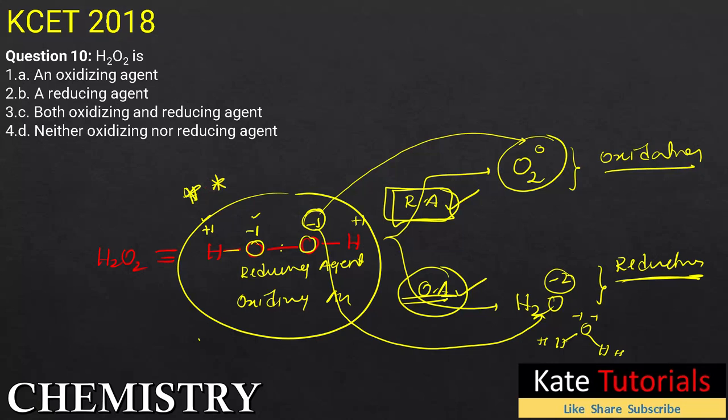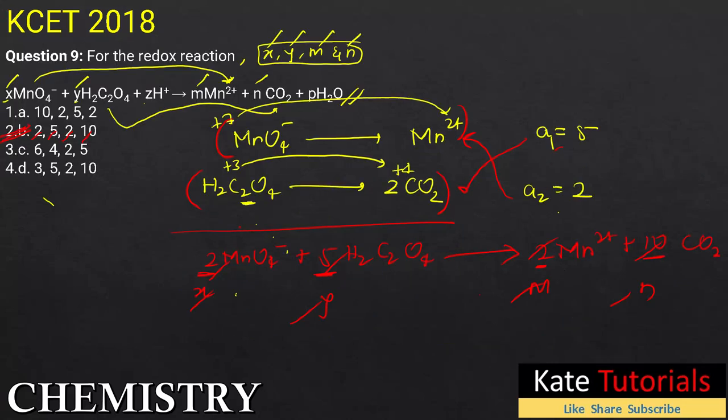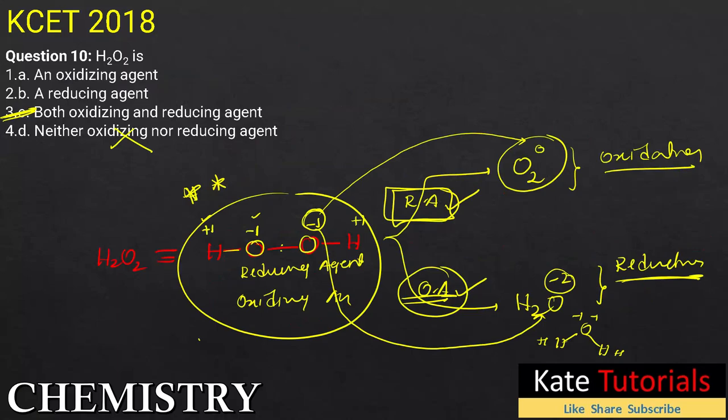But here the question was, is H2O2 an oxidizing agent? Yes, it is an oxidizing agent. Option B, is it reducing? Yes, it is a reducing agent. Both oxidizing agent and reducing agent. The appropriate answer is C, because it acts as both an oxidizing agent as well as a reducing agent. So option D is the wrong one. So option C is the correct answer for question number 10, right? Thank you.